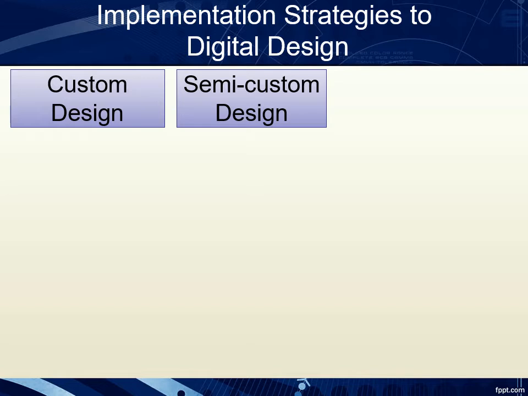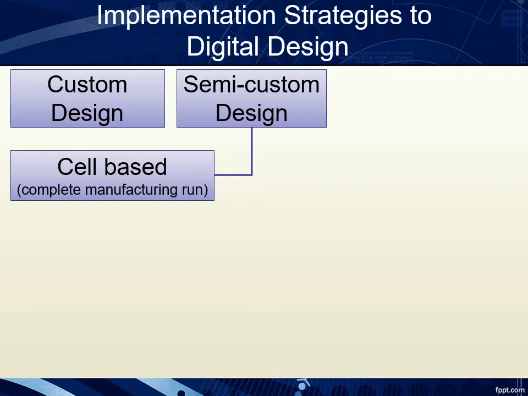Then we have the semi-custom design. Semi-custom design means we are using something that is pre-designed, and in the case of semi-custom design, we have two options. One is to do a cell-based design. In cell-based design, some cells or particular blocks have already been designed, and we can just use them, but we still need a complete manufacturing run to fabricate the ICs.